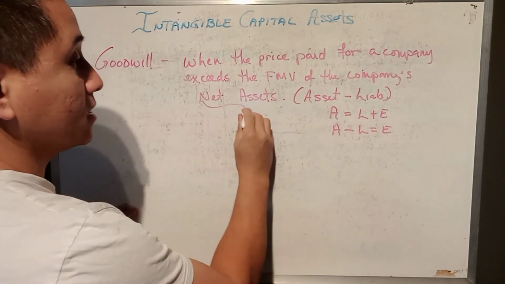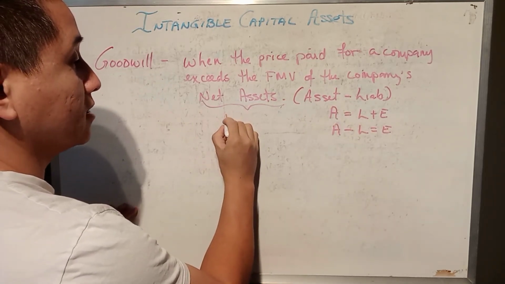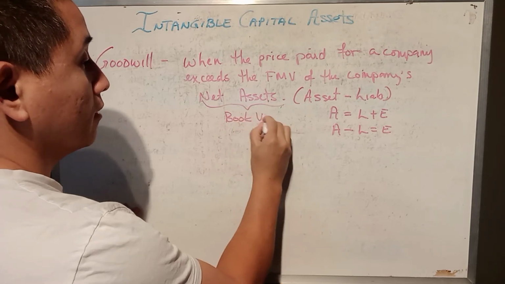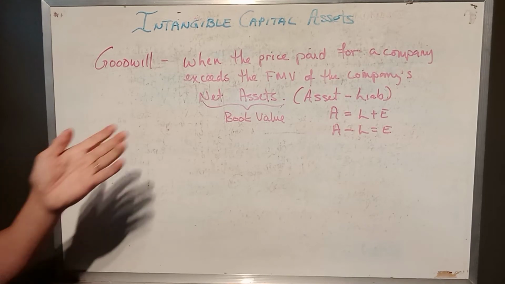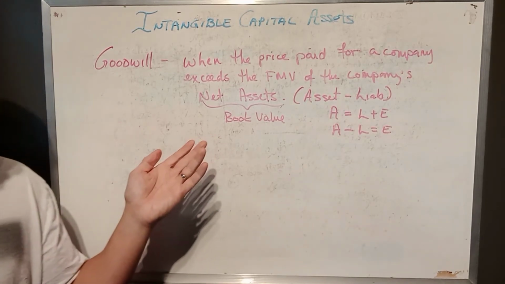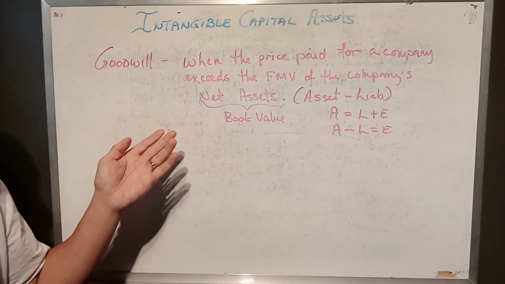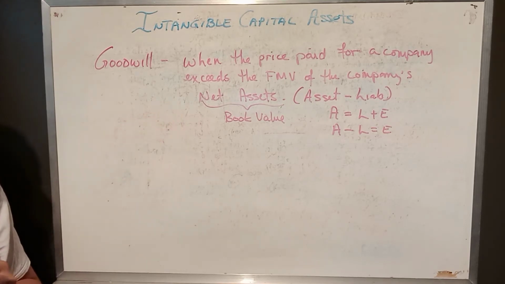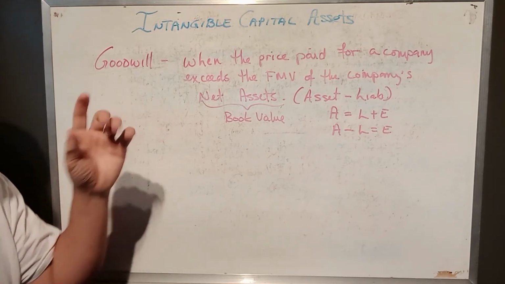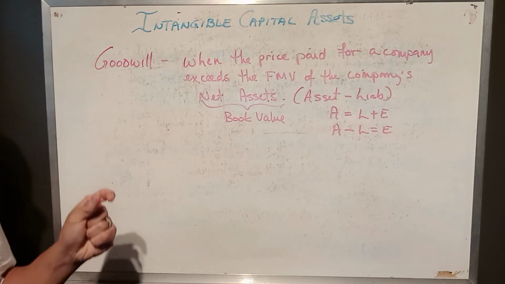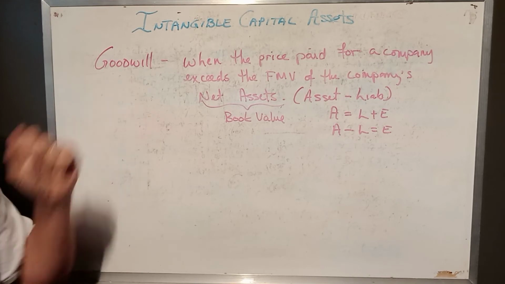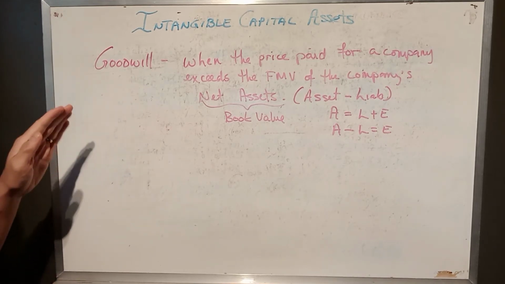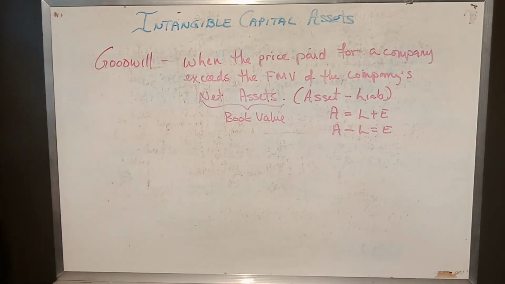So the net assets could also be known as the book value of the company. Let's say, for example, that I pay $1,000 for a company whose fair market value is only $800. That excess $200 that I pay over the $800 book value is called goodwill. So why would that happen? Well, sometimes the company has certain valuable attributes.